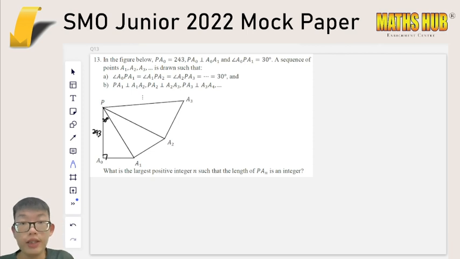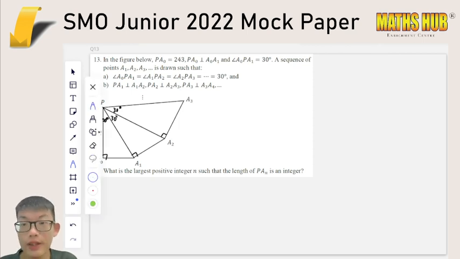So he proceeds to say that actually you continue writing these down using that exact same set of rules. Right? So A naught PA1, which we already know is 30, is the same as this angle being 30, it's the same as this angle, which should be 30, and so on. And PA1 is perpendicular to A1 A2, PA2 is perpendicular to A2 A3, and so on. So you have, again, a bunch of extra right angles. The question is, what's the largest positive integer n such that the length of PAn is an integer?